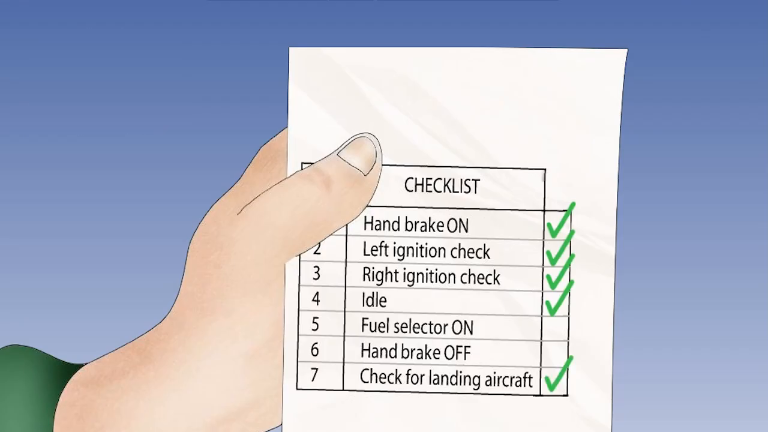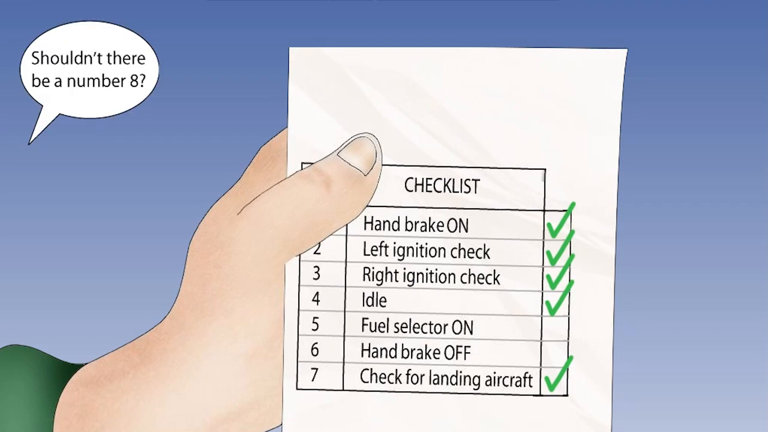Such an error committed by the pilot is known as an active error, whereas an error committed by designers, such as not including an item on a checklist, is called a latent error. Remember that if something can go wrong, it will. This is Sod's law.